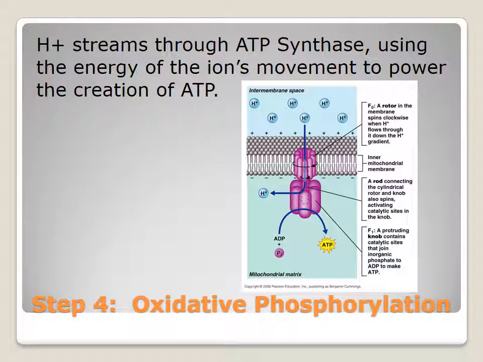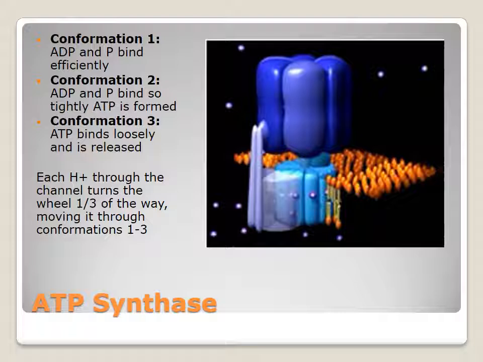So the hydrogen ions stream through the ATP synthase, spinning it around like a water wheel, powering the creation of adenosine triphosphate. Now that ATP synthase works by having three different conformations, three different shapes. The first shape, conformation 1, you have the ADP and a phosphate. So let's say here's our ADP, here's our phosphate, right? Step 1, first step. They bind to the ATP synthase, that's me. ADP, phosphate.